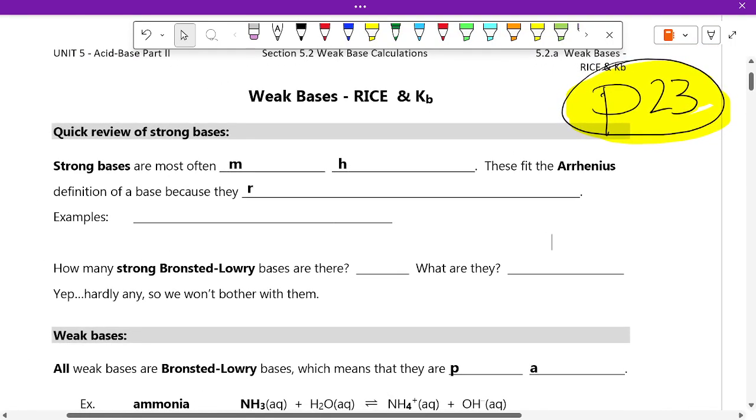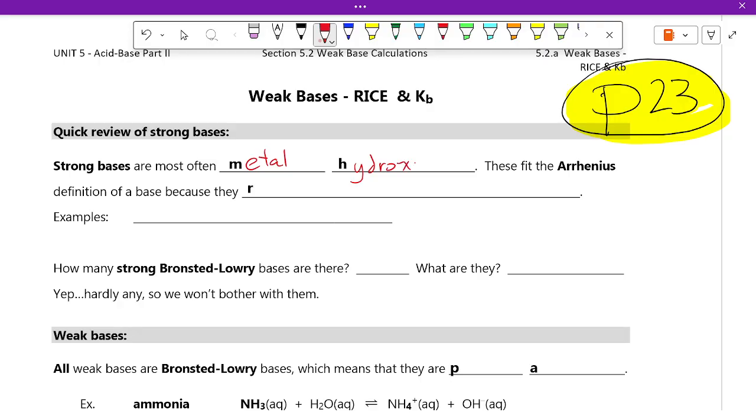Strong bases are most often what kinds of compounds? Metal hydroxides, yes. These fit the Arrhenius definition of a base because they release OH minus in solution. Can you think of an example of an Arrhenius base? NaOH. Any others? LiOH. Okay.